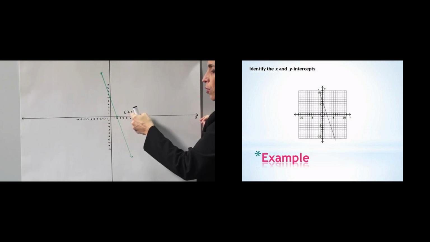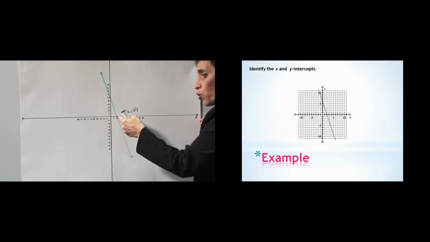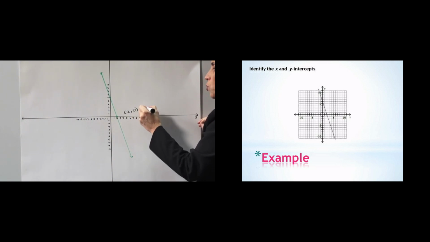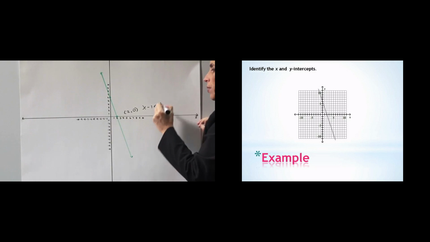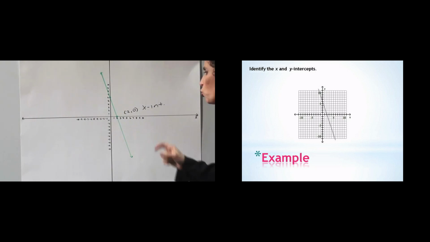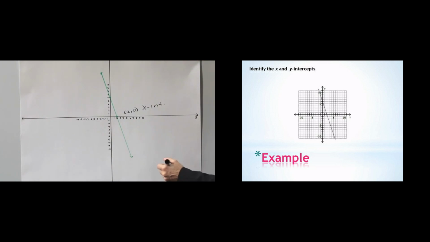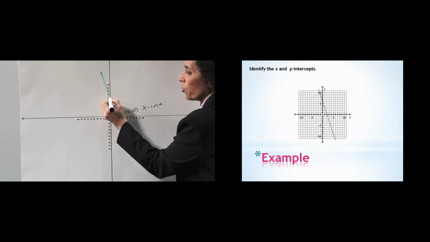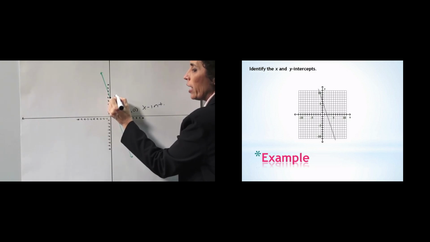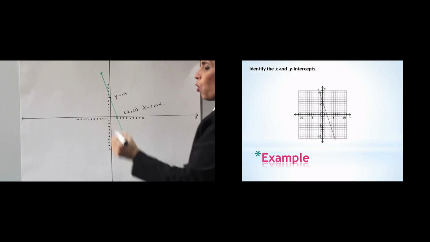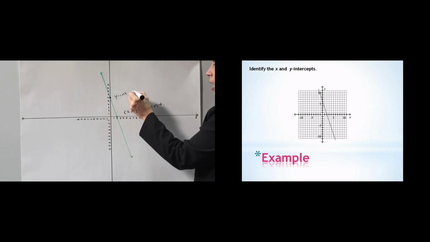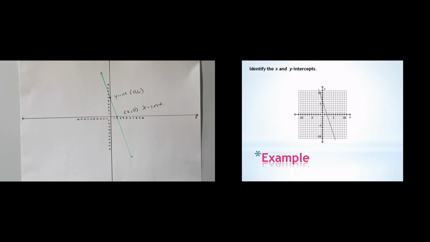Okay, 2, 0 is the point, and that's where the green graph crosses the x-axis, so it is called the x-intercept. So we can say the x-intercept is 2, 0, or the x-intercept is 2. Okay? Now for the y-intercept. The y-intercept is 6 because that's where the graph crosses the y-axis. So we can say that point is either 0, 6, or the y-intercept is just 6.